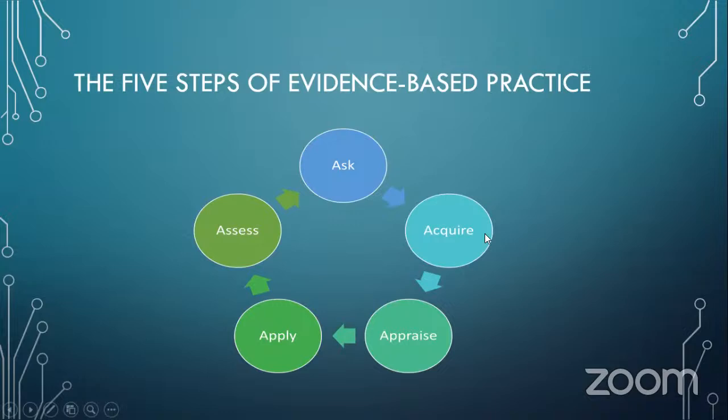Step number 2 is acquire evidence. In other words, searching for evidence, tracking down the best evidence with which we can answer the question. Step 3 is appraise the evidence, critically appraising the evidence for its validity, how close it is to the truth, its impact, the size of the effect, and the applicability. Is it useful or not? Step number 4, apply the evidence along with your clinical judgment and patient values. Number 5, assess the results, effectiveness, and efficacy. And the circle goes on.